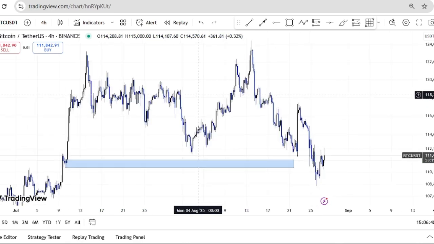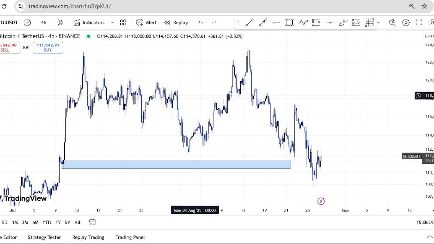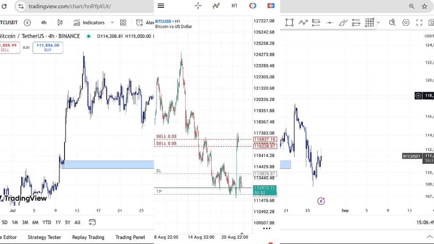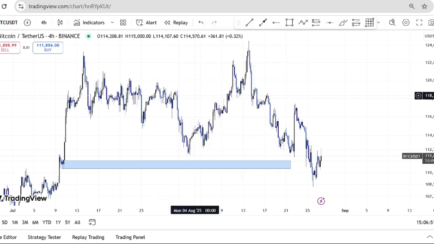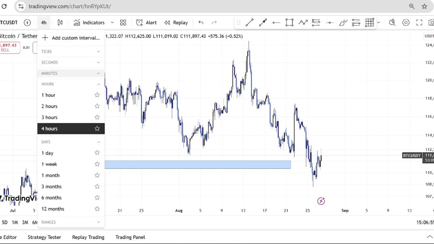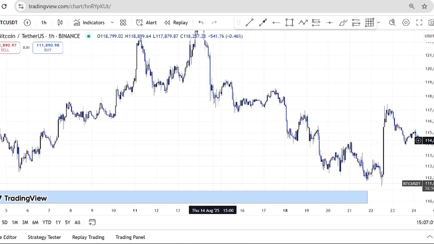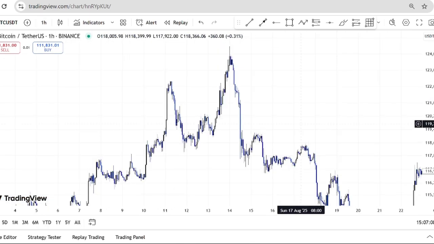So without wasting your time, let me go straight into the 1 hour so you get to understand the price action and how I was able to catch that particular setup that made me over $350 in 3 days. Okay, so let's head over to the 1 hour. Here we are on the 1 hour time frame. This is Bitcoin on the 1 hour time frame. Looking at this chart, what can we see? We're looking at the most recent structures.